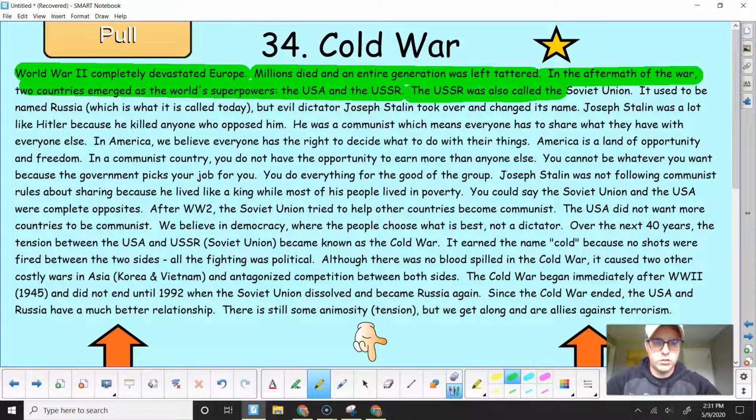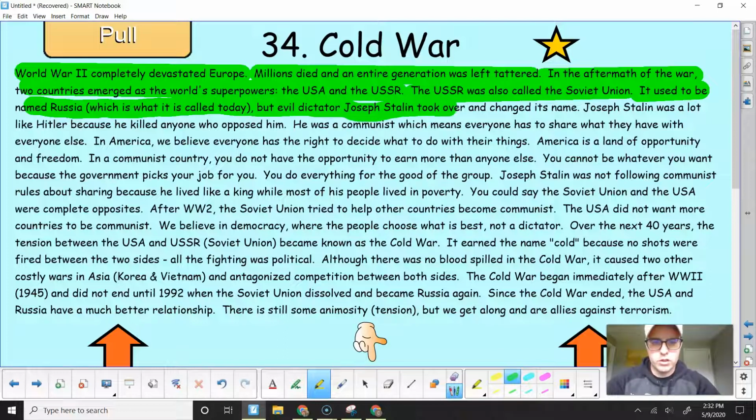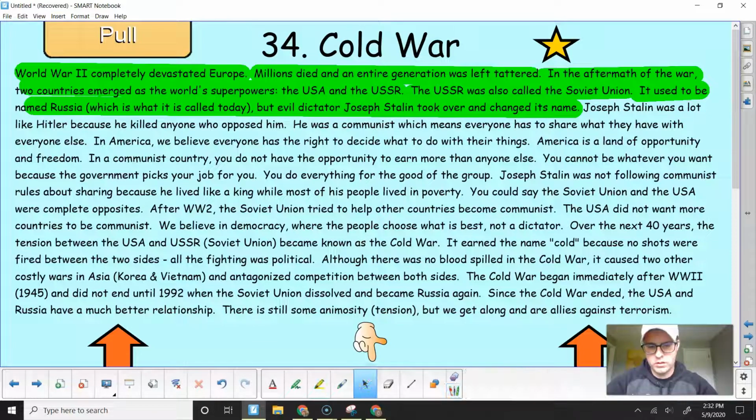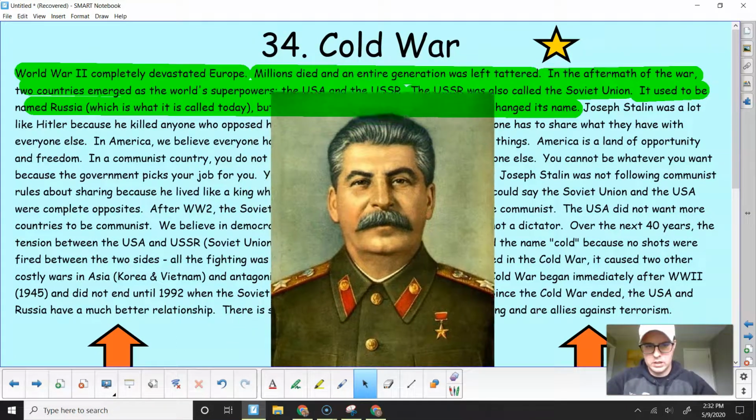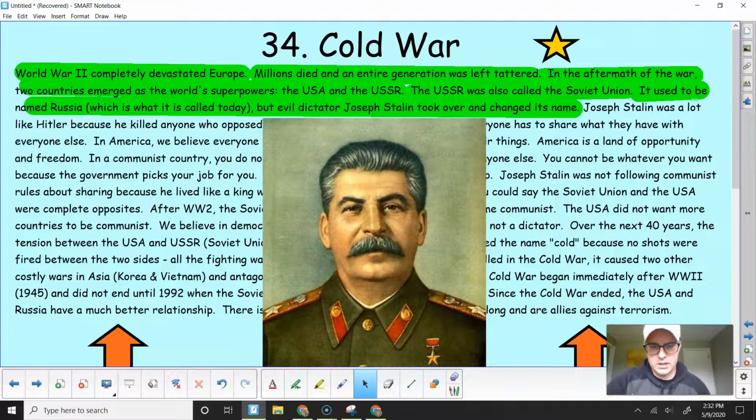The USSR was also called the Soviet Union, which we just talked about. It used to be named Russia, which is what it's called today. But evil dictator Joseph Stalin took over and changed its name. So you want to see a picture of evil dictator Joseph Stalin? I'll show you. This is evil dictator Joseph Stalin.